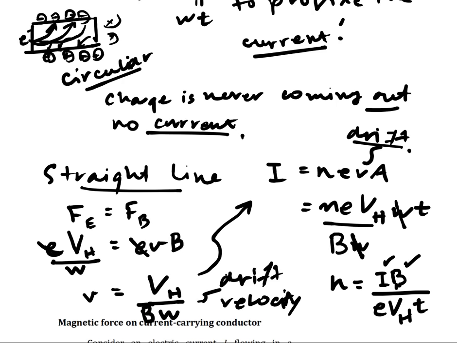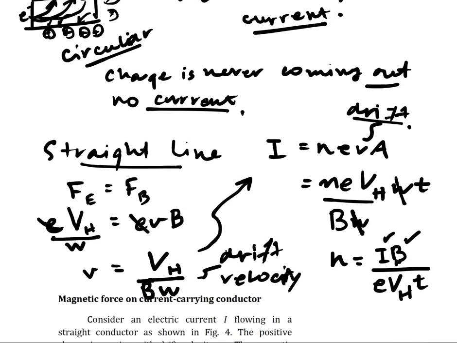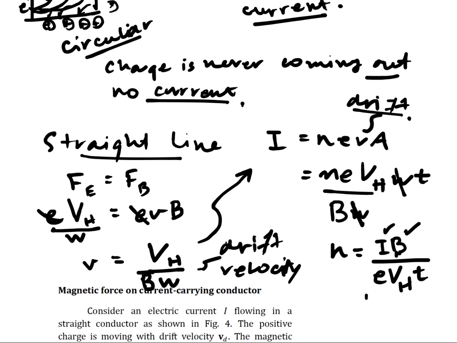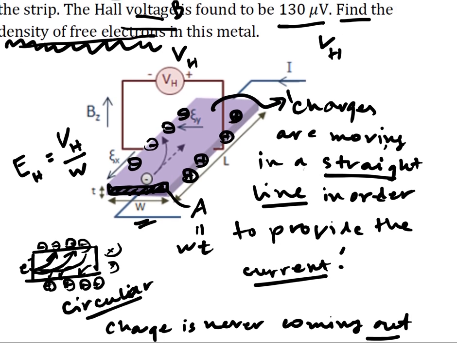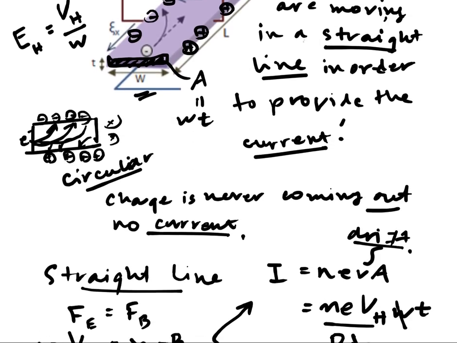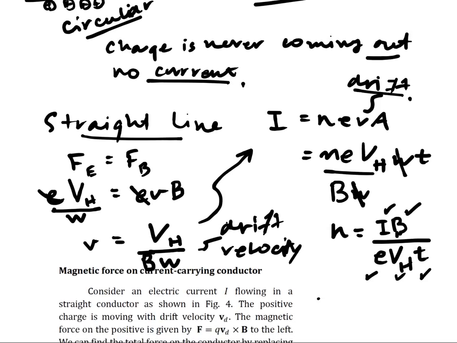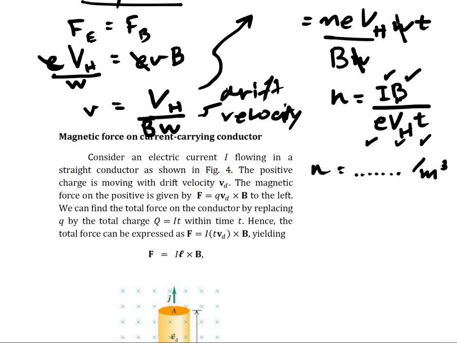It's quite large current actually. And B you are given as 2.29 Tesla. And e is the electron charge. And V_H or the Hall voltage is 130 microvolt. And T is the thickness. So you got all the variables, all the parameters needed. And then the density should be found in the unit of per cubic meter. Okay?